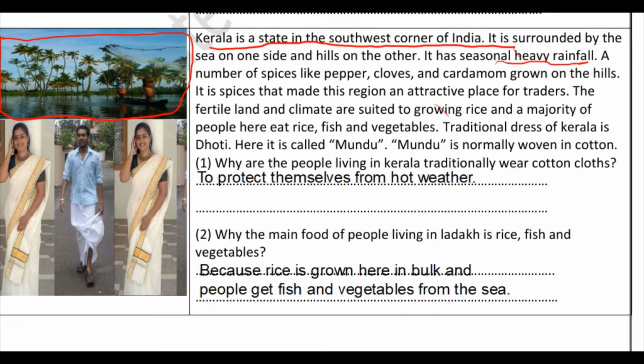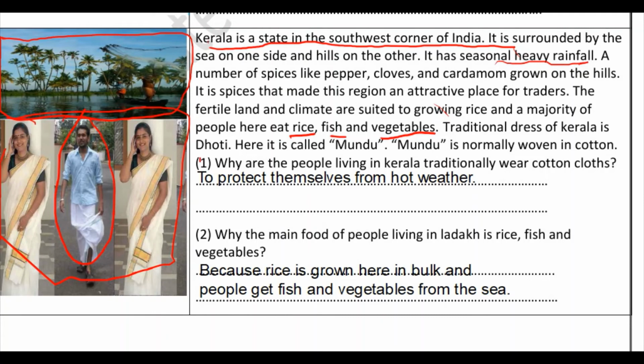And the fertile land here and climate, they are suitable to grow rice, and majority of people here eat what? Rice, fish and vegetables. Okay, so traditional dress of Kerala is dhoti. As you can see, a man here wearing dhoti, and there is the woman also. So in this photo, here it is called mundu. In Kerala it is called mundu. Mundu is normally woven in cotton.